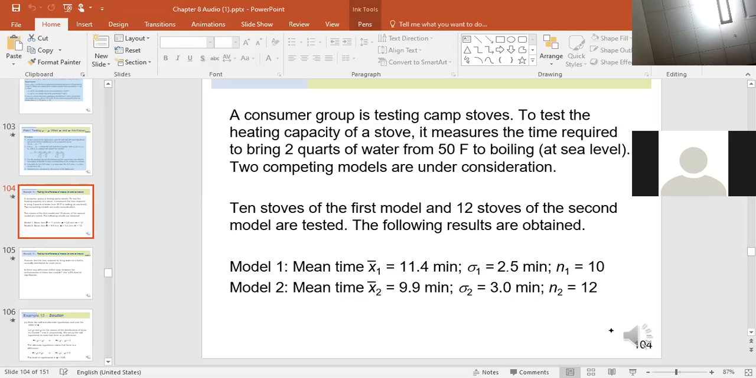Have you used your calculator? Any question about the use of calculator so far?